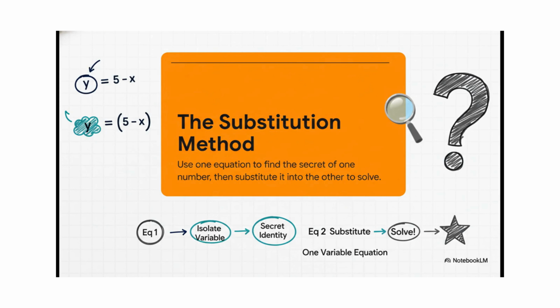So here's the game plan. We're going to look at one of the equations and just rearrange it a bit to get one of the letters all by itself. For example, we might figure out that y is really just another name for 5 minus x. Now we have a secret identity for y. So we take that new identity and we substitute it into the other equation. All of a sudden, we have an equation with just one variable, and that is way easier to solve.